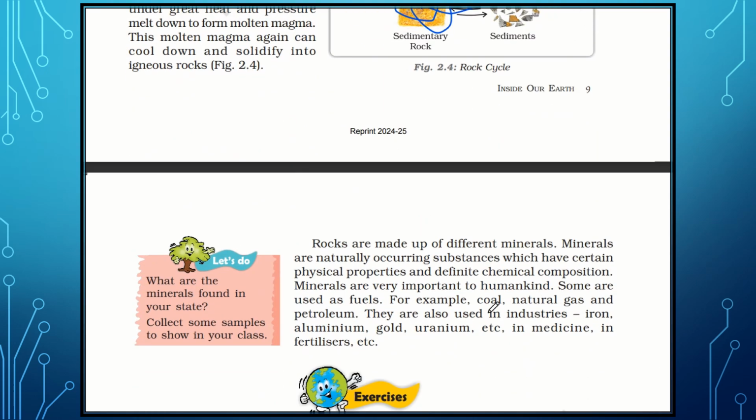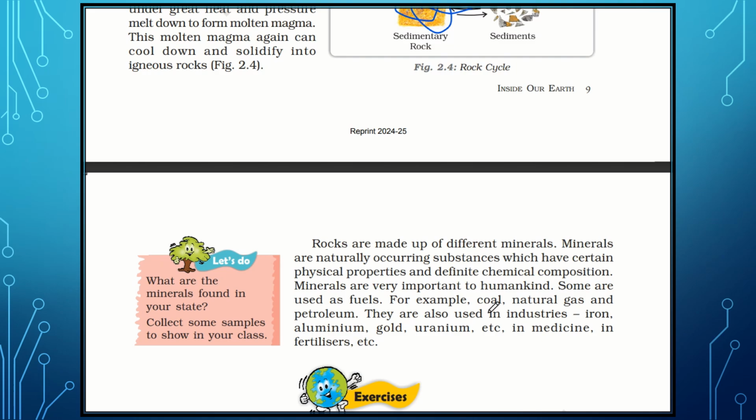Rocks are made up of different minerals. Minerals are naturally occurring substances which have certain physical properties and a definite chemical composition. They are not man-made. Understood? Minerals are very important to humankind. Some are used as fuels, for example coal, natural gas, and petroleum. They are also used in industries: iron, aluminum, gold, uranium, etc. They are also used in medicine and in fertilizer.